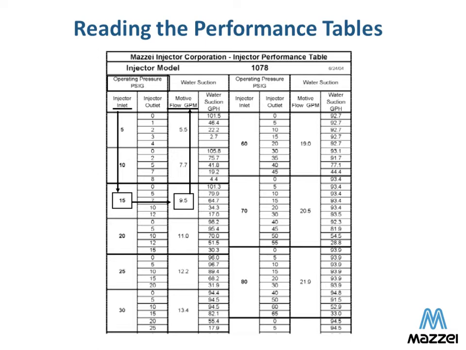So let me just highlight this. The injector inlet pressure here, the leftmost column, is measured in PSIG. If you travel down that column, you'll see options for injector inlet pressure. We've highlighted the pressure of 15 PSI, and then you'll notice the third column over is the motive flow column, and at 15 PSIG, this particular injector, the model 1078, has a motive flow of 9.5 gallons per minute.